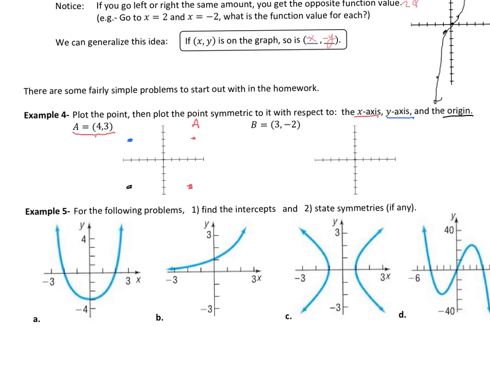All right. So let's find the intercepts of these graphs, and then let's talk about symmetries if they have any. Okay, so part A here. So where are our x-intercepts? X-intercepts are at 2 and negative 2, right?